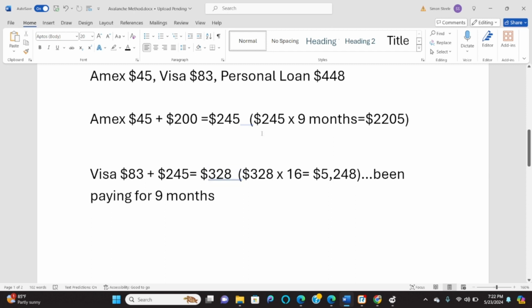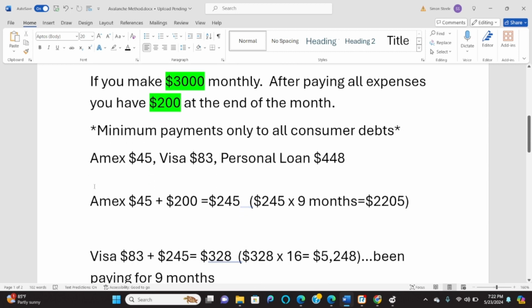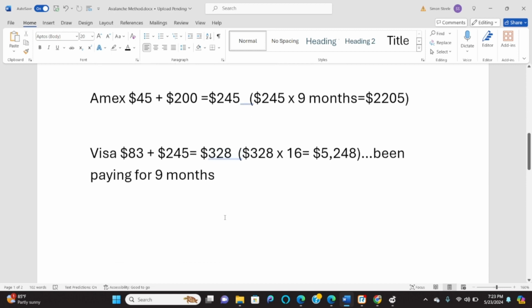Keep in mind that during these 8 or 9 months that you're paying that Amex down, depending on the interest rate on that Amex credit card, that Visa was getting the minimum $83 payment every month as well. So that balance was decreasing. So when we look back at the Visa, that balance was $5,000. So it may not take a full 16 payments to knock that balance down because you've been paying it for 9 months. Now you have freed up $328 of cash flow.